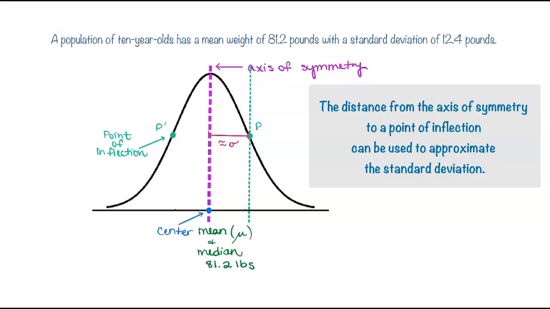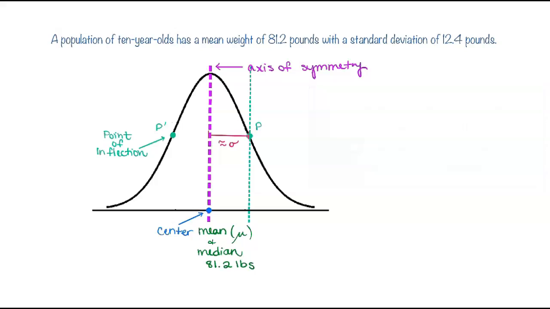So with this example of the weights of 10-year-olds, we have a standard deviation of 12.4. So the distance from the axis of symmetry to an inflection point is about 12.4. So if we add 12.4 to 81.2, we find that the location of the point of inflection to the right is equal to 93.6. And we can find the location of the point of inflection to the left by subtracting 12.4 from 81.2, or 68.8.